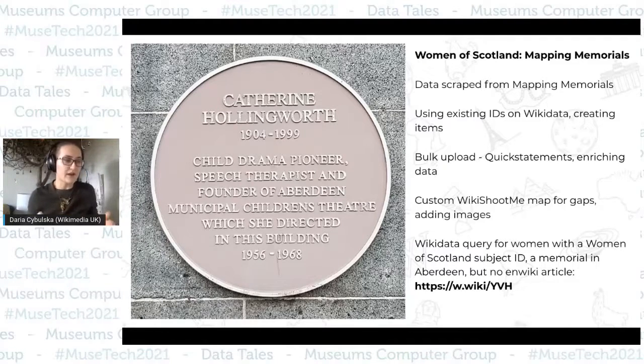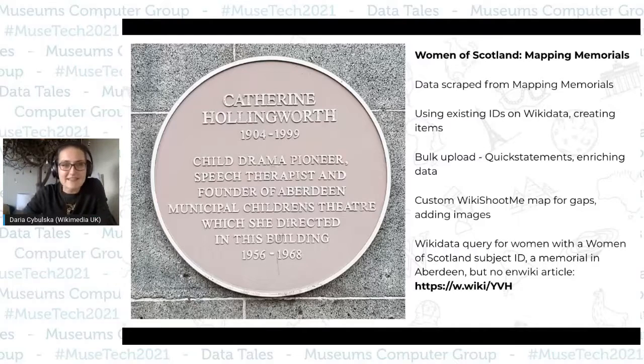So for example, they were able to generate a map that showed the memorials and which ones of those were missing pictures, which then created almost like a to-do list for volunteers to illustrate the memorials. And also they could do a query to see which of the women and memorials were missing articles. And if you follow the link at the bottom of this slide, you will see the query that we were able to generate and then have, again, like a to-do list for the community.